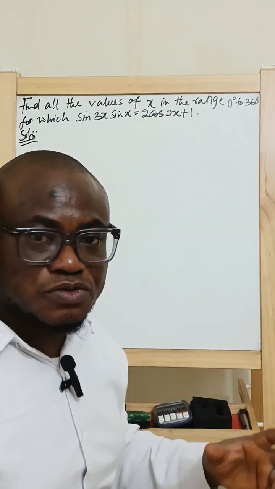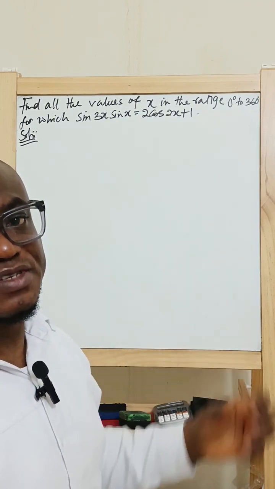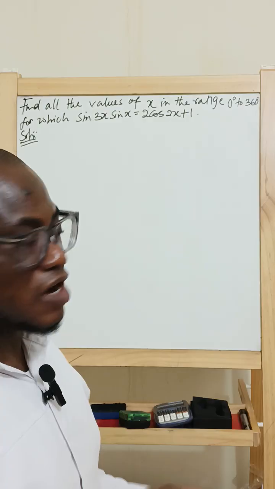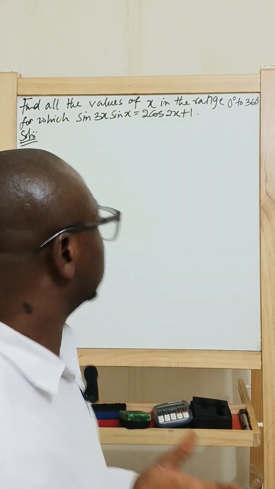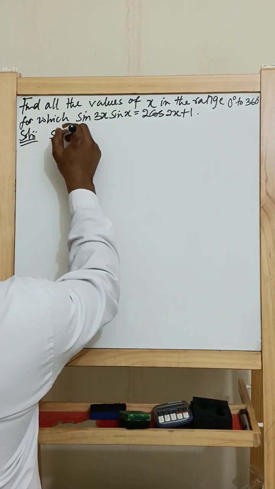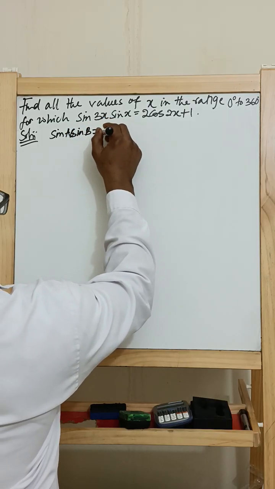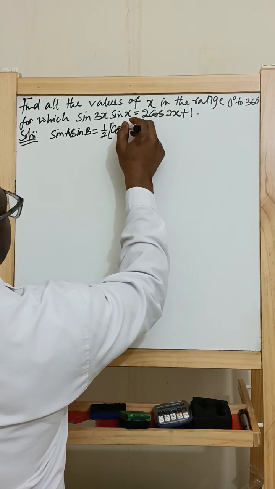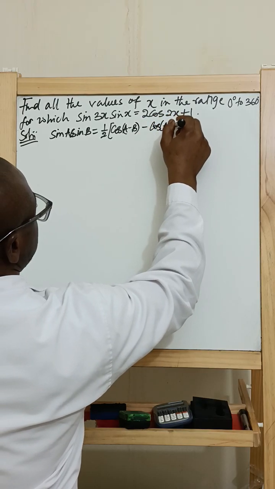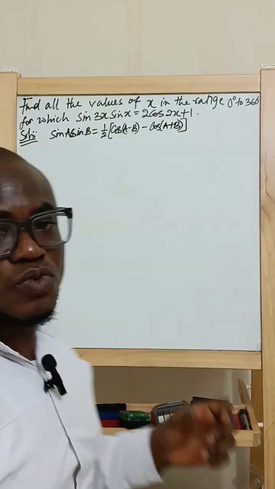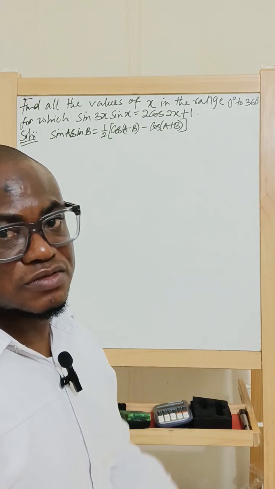If we observe this very well, we'll see that this is a multiplication, a product of sines. And we can convert the product to addition using our product to addition formula. The first formula is sin A sin B equals half of cos(A minus B) minus cos(A plus B). So with this formula, we can convert product to addition, right?